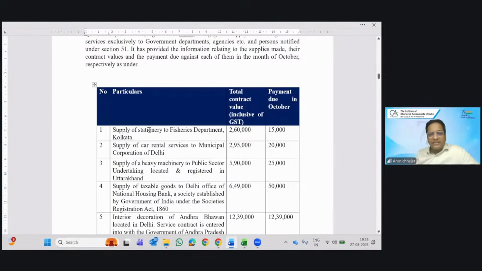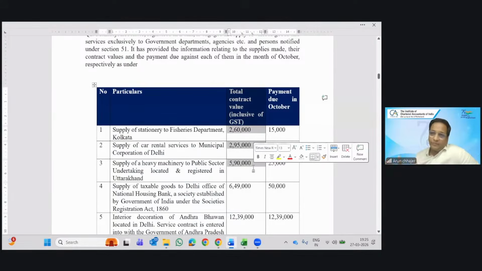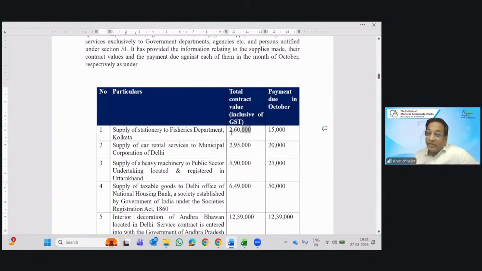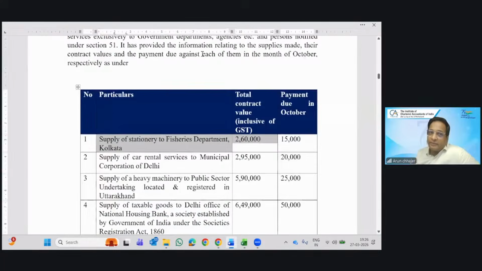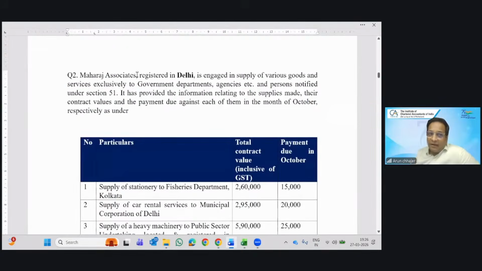Now he has supplied the stationery item to the Kolkata fishery department. Will the TDS be applicable? They are saying this is the total contract value. When they have supplied, it has not been clarified. So in this case, it does not mean that you have supplied 2,60,000. No. This is the total contract which has been awarded to this particular supplier. Government has awarded this much of the contract. Fishery department has awarded the contract of 260, but for the time being, only 50,000 payment is being received.